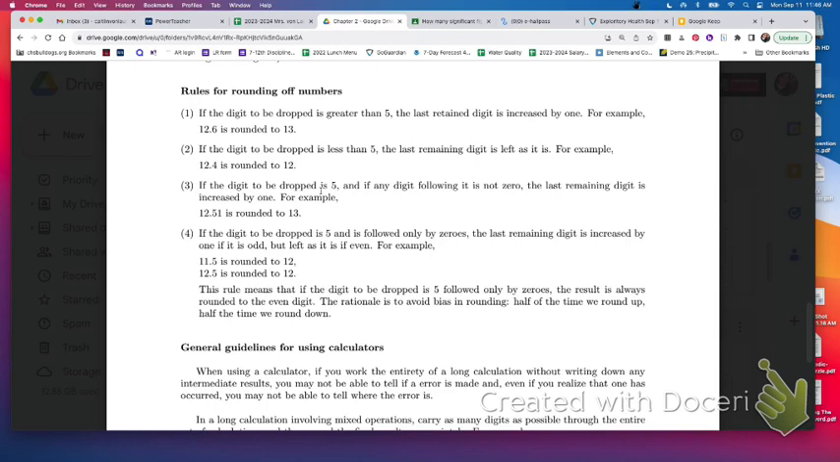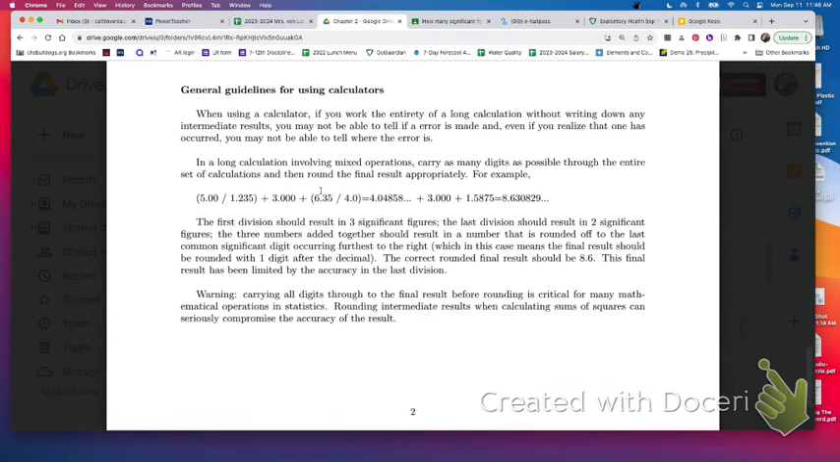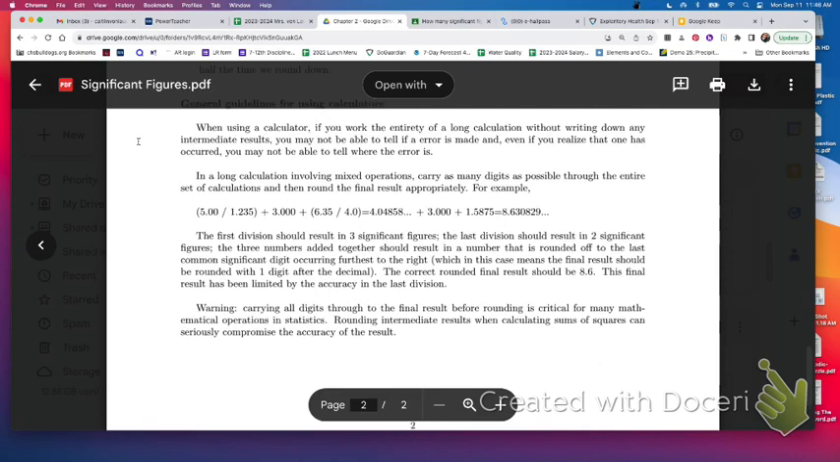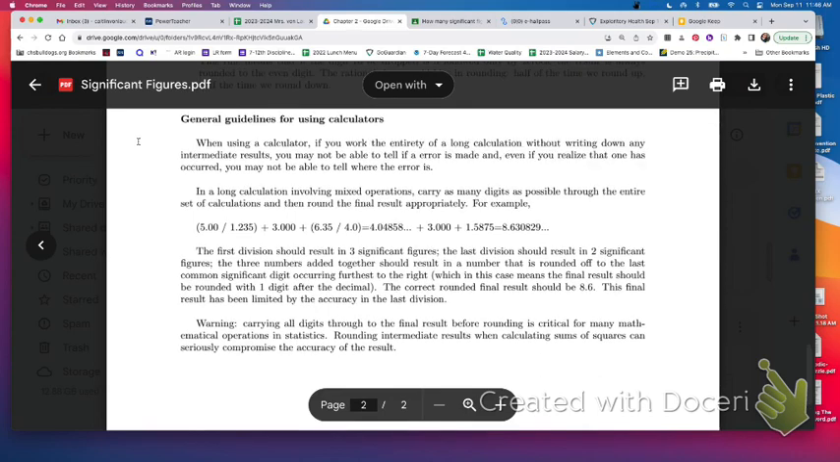So, then the last piece on here is just a warning for you. Okay? If you use a calculator and you type in the whole problem from start to finish, and you don't write down any of the in-between results, your calculator doesn't always follow the rules of significant figures. And so you might wind up with an incorrect answer because your calculator messed you up.